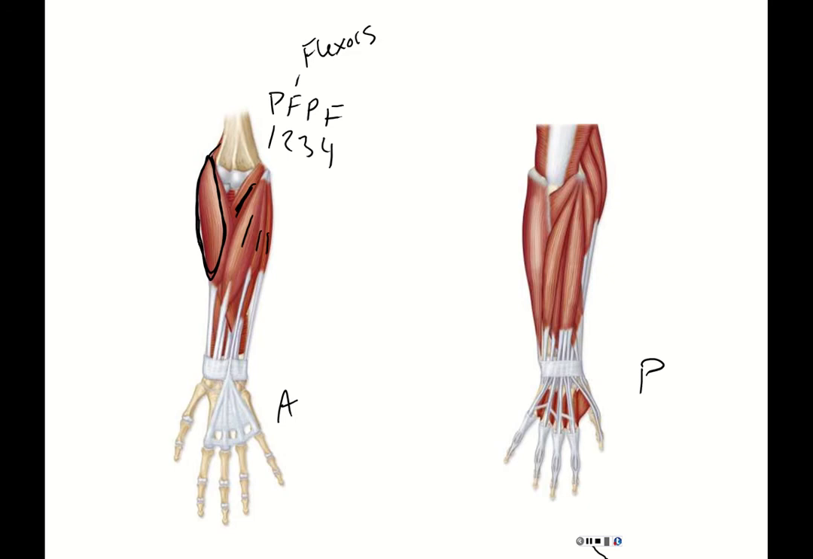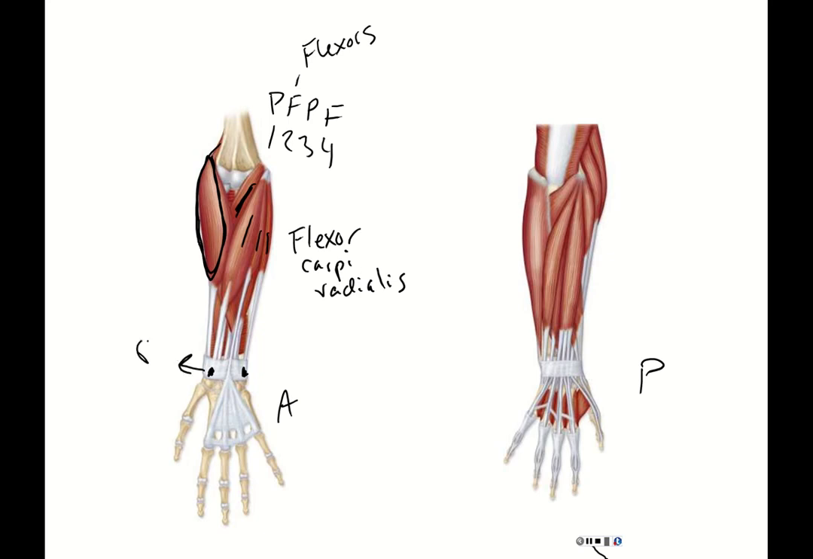And what are they flexing? They're flexing at the wrist. So if you follow this muscle all the way down, that's where it ends. And if you follow the other flexor all the way down, that's where it ends. So they both end at the wrist. They're going to be flexing your wrist. So one of them is called Flexor Carpi Radialis, letting you know it is flexing the wrist over here on the radius side.